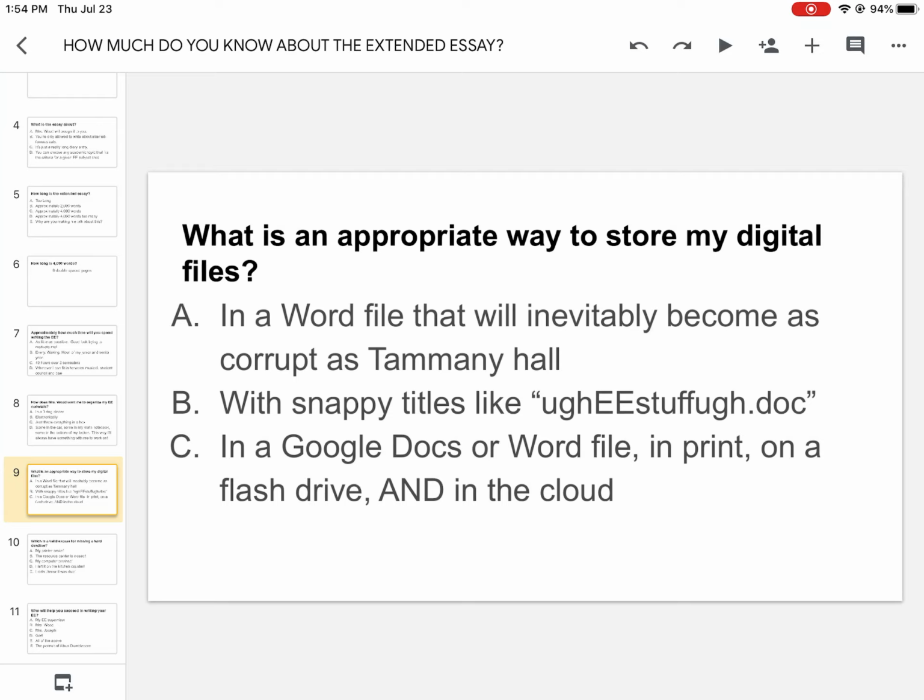You're printing the most important things. You're saving them on a flash drive. You're making sure that everything's backed up in the cloud, whether that's the Apple storage system or through Google Docs again. You're going to want to make sure that you have it in lots of places so that nothing happens to the hard work you've put in.